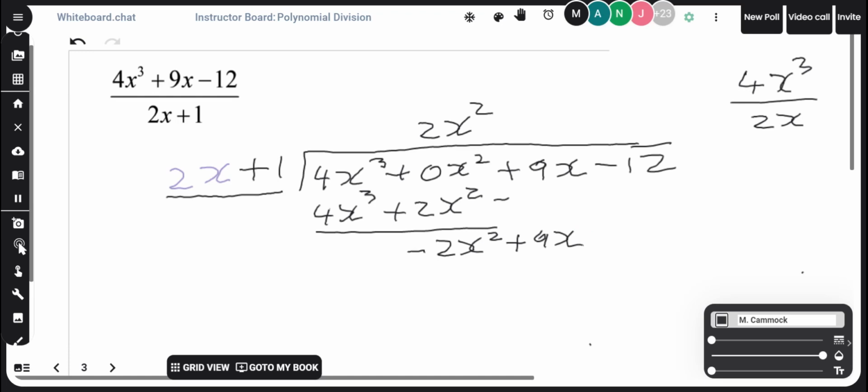All right? So now I'm going to do the same thing again. I'm going to take the first term of this, which is minus 2x squared. I'll do it on the side over here. I'm going to divide that by the 2x. Okay, I see a hand going up. Riddy, go ahead, please.